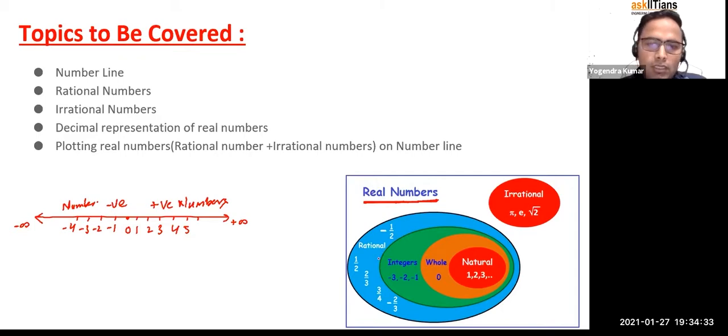These real numbers could be rational, which are of this form: integers, whole numbers, natural numbers. Or irrational, which look difficult to handle, a little bit more complicated than rational numbers. You can say irrational numbers are kind of weird numbers. Pi, e, root 2 are irrational numbers for us. We will discuss them in detail later on, but as of now you can remember these.